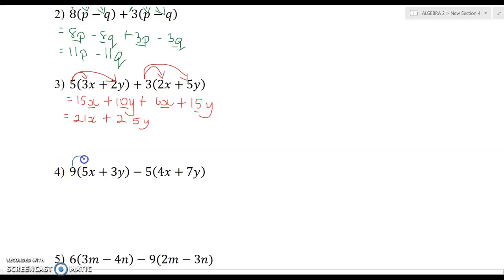Now let's look at number 4. 9 by 5x is 45x, plus 9 by 3y is 27y. 5 by 4x is negative 20x. Negative 5 by positive 7y is negative 35y. Then you just simplify like terms. 45x, take away 20x is 25x. And then 27y, take away 35y. Let's check that out.